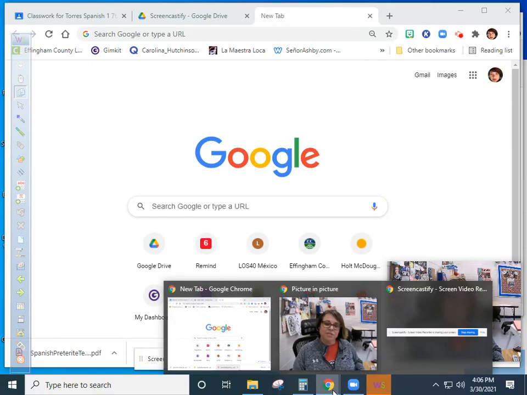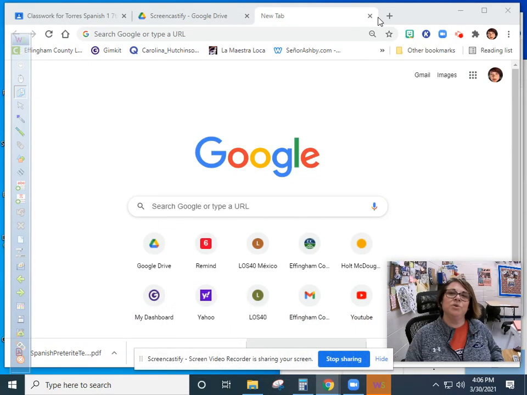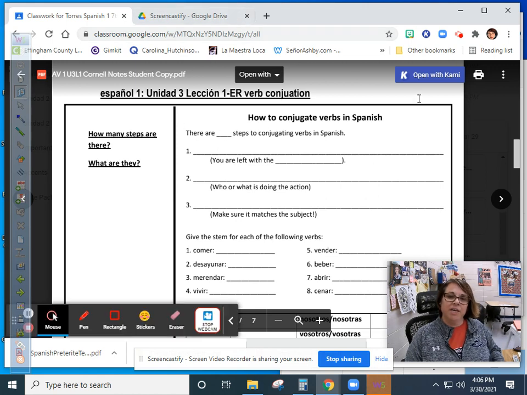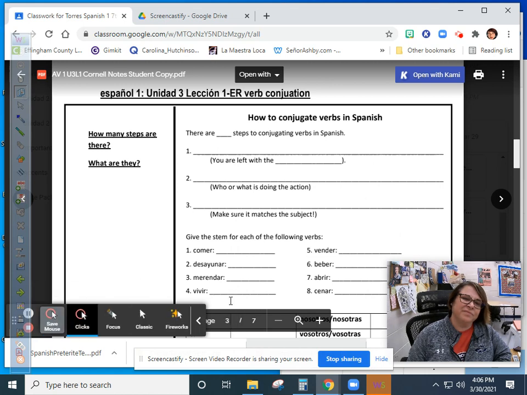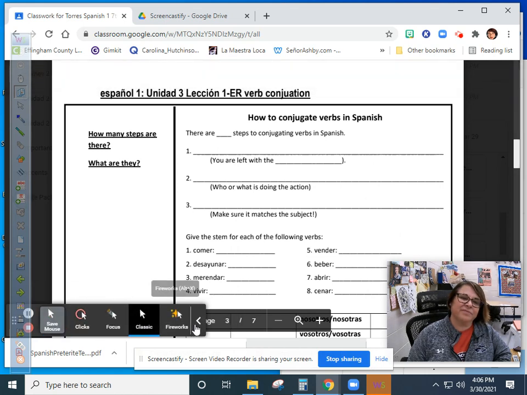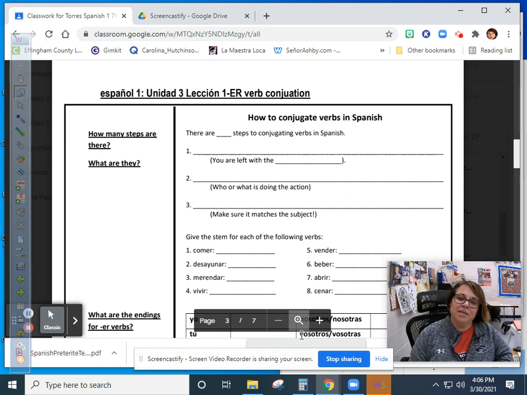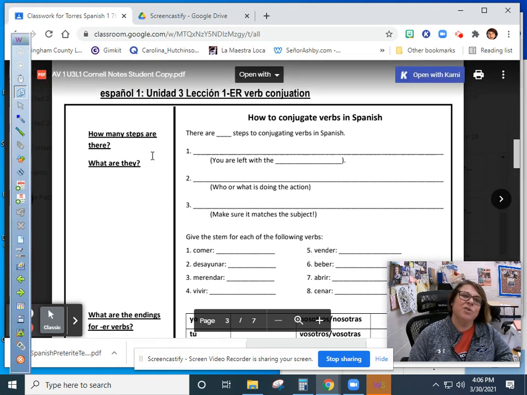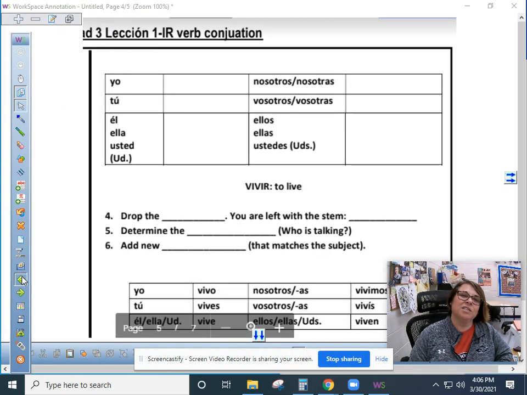Okay, chicos, so today we are going to take notes on conjugating ER and IR verbs in the present tense, okay? So let's do that. You're going to turn to, in your note packet, the ER verb conjugation. That's 2 pages there. And then there's one on IR verbs. So we're going to go to the ER verb conjugation page first.